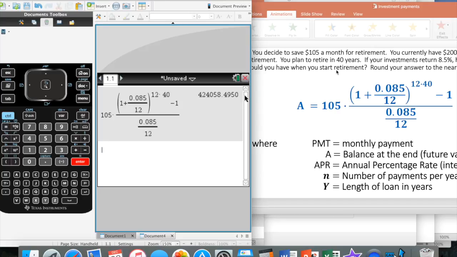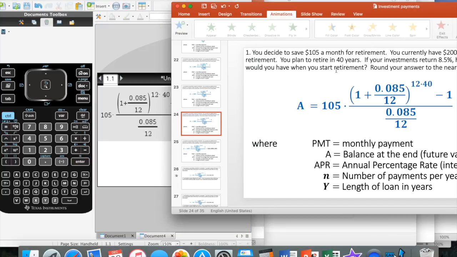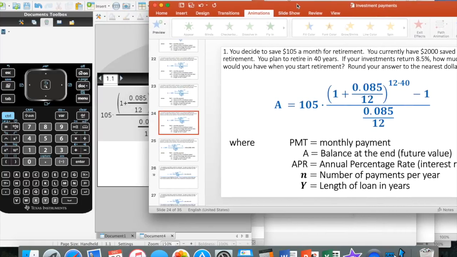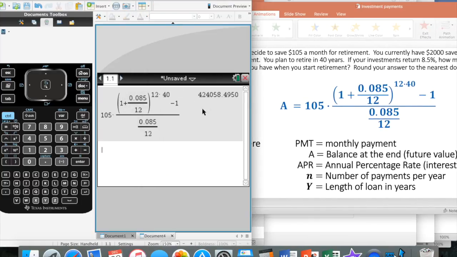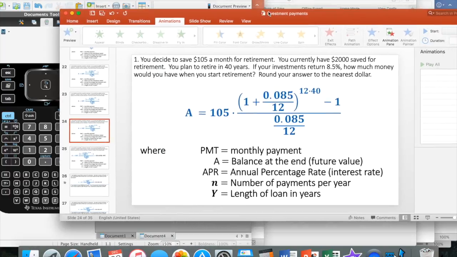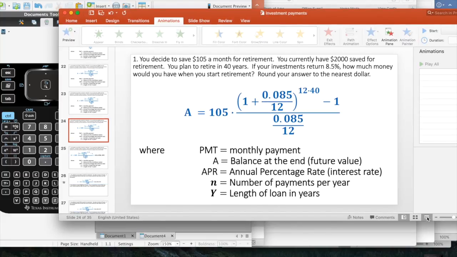Now, let's go back to our original one. It asks us to round it to the nearest dollar. But that's our final answer. Again, this is just part of our work here, so we never want to round it too soon. But basically, $424,058.49, 49.5 cents, really. So let's bring this one back in, and we'll go through this.